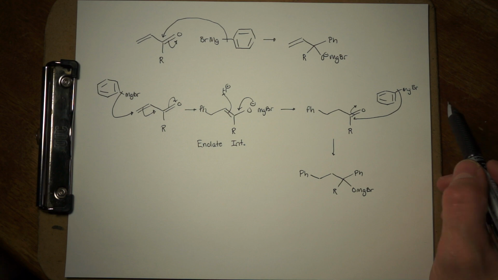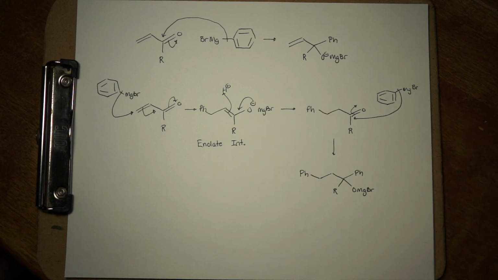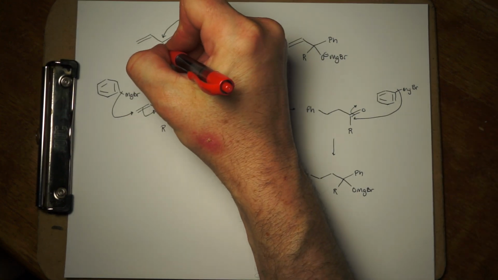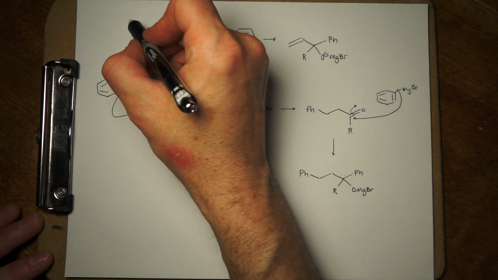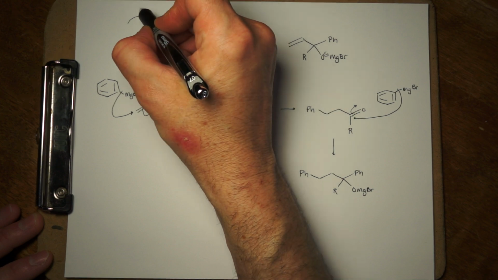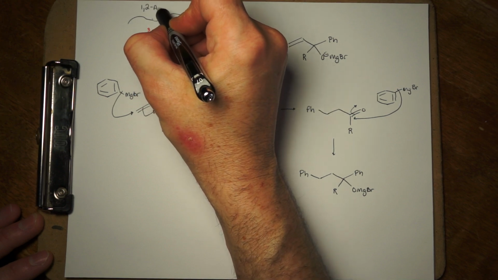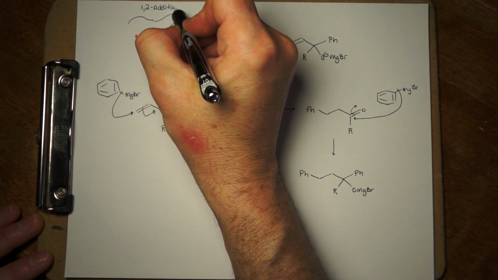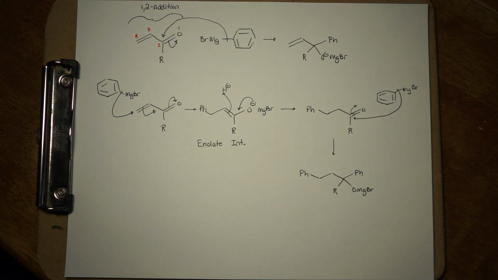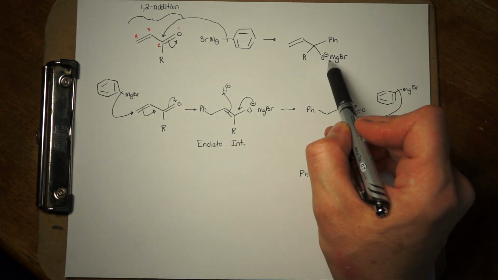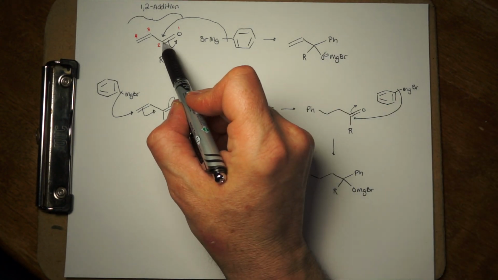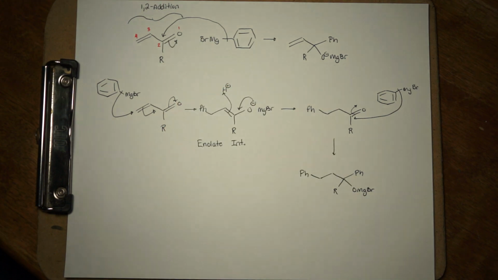So when we're talking about addition to alpha-beta unsaturated carbonyls, right, we can use numbers to describe where that nucleophile is being added. And so in this case, this would be considered 1,2 addition, where the nucleophile is being added directly to the carbonyl, because you can see the relationship between the oxygen that ends up getting the electrons and the carbonyl carbon where the nucleophile is being added.